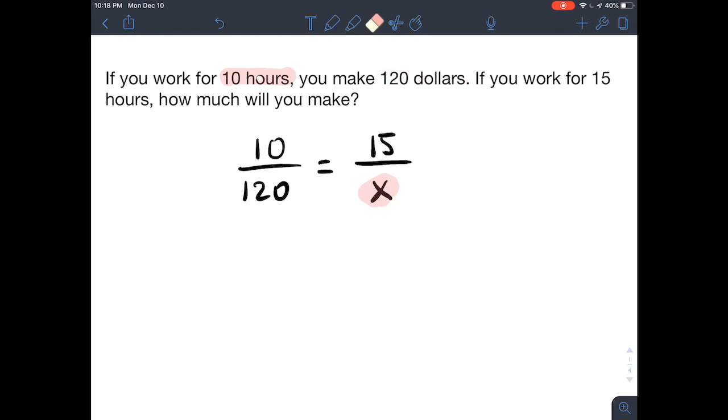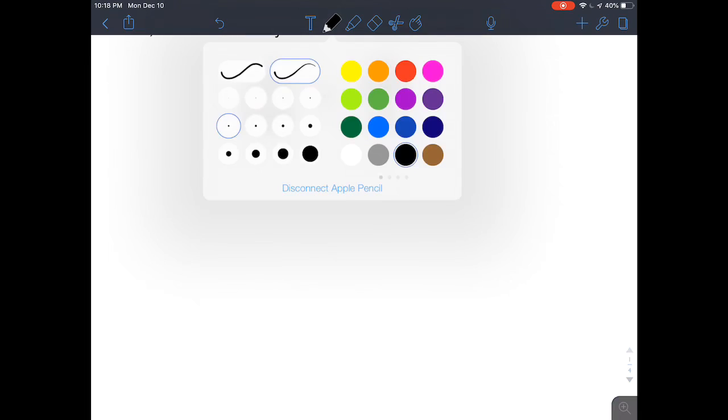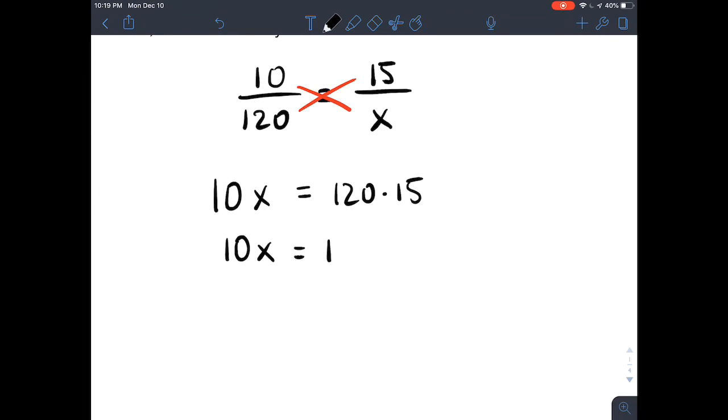Okay, now how do we solve this? Well, I think for many people, their first impulse would be to cross multiply. So people would draw this little x and create a cross multiplication and write 10x equals 120 times 15. And at this point, they would pull out their calculators and plug in 120 times 15, even though, as you guys know, you should try to do mental math whenever possible. So the answer would be 1800, right?